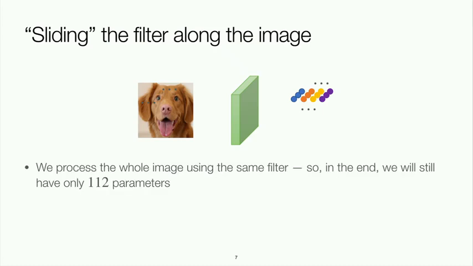So we process this whole image using the same filter. So in the end, we will still only have 112 parameters like we had before. So no increase in parameters, just a particular operation for how we're actually using this filter to get the output that we want. What does our output look like? What are the dimensions of this output that I'm producing after I slide my whole filter across my whole image?